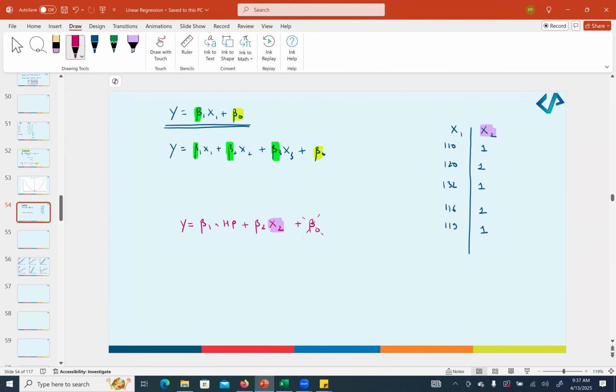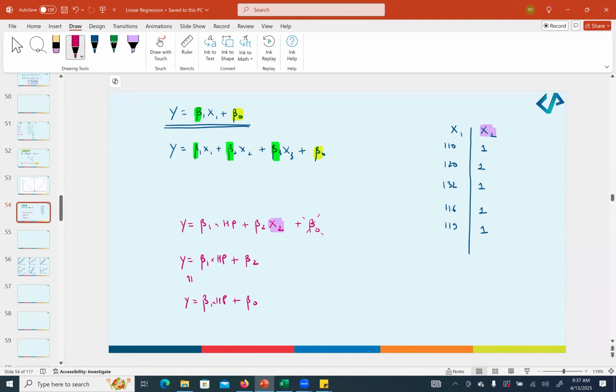But what is the value of x2? 1, 1, 1, right? Can I simply write this as y is equal to beta 1 into horsepower plus beta 2, right? Which will be similar to y is equal to beta 1 horsepower plus beta 0. You got my point, what we are doing?